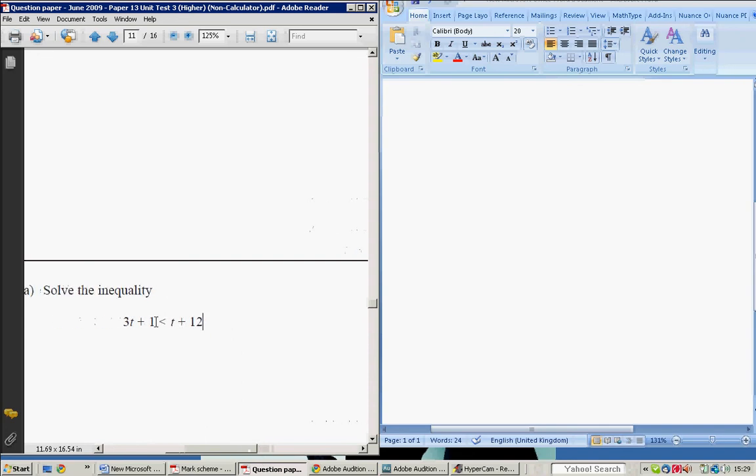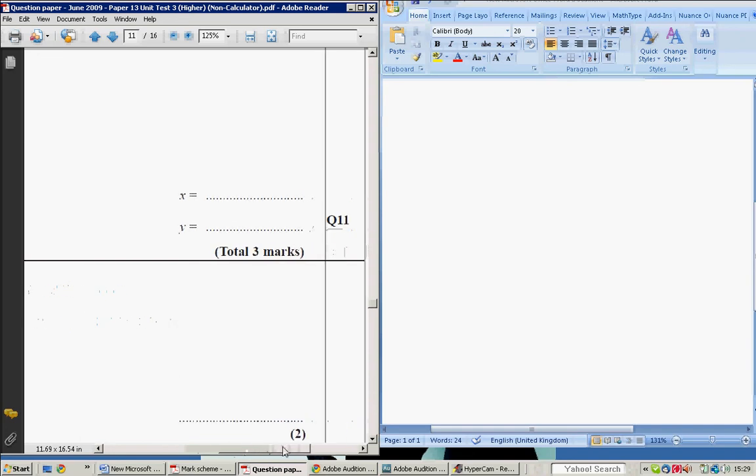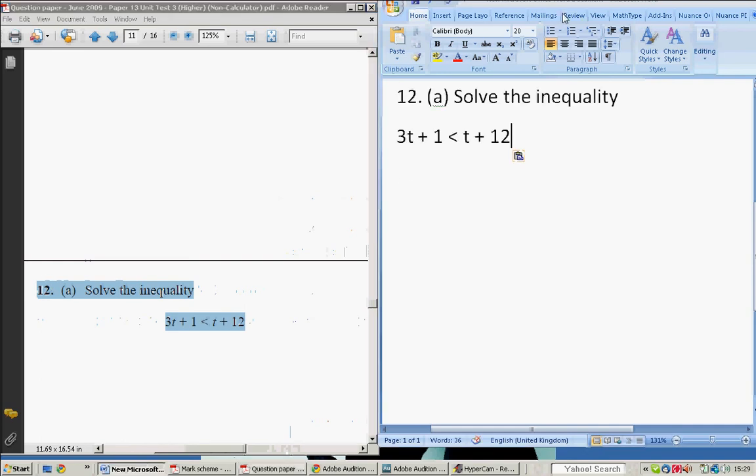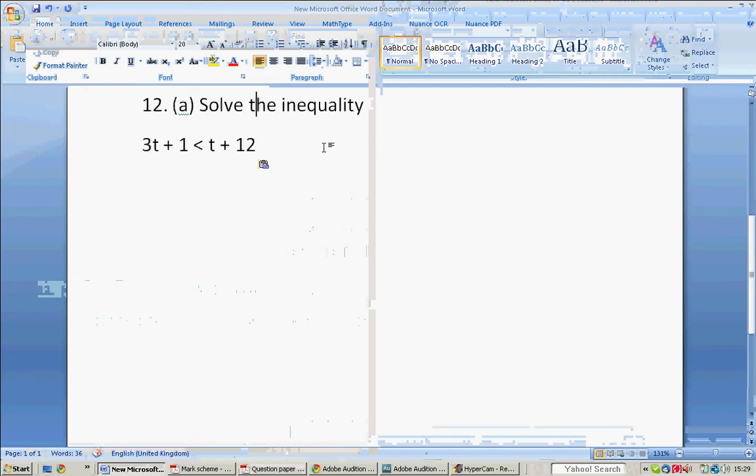Even though this is an inequality, the same methods still apply. So if you know those, great. If you don't, I'll show you. It says this question is worth 2 marks. So let's copy this question, bring it over, and we can see what we're doing. Okay, so it's nice and big.